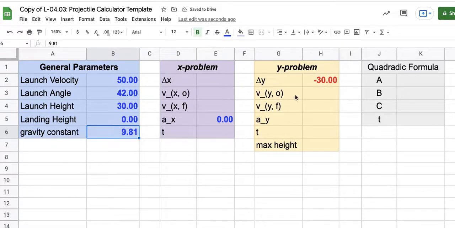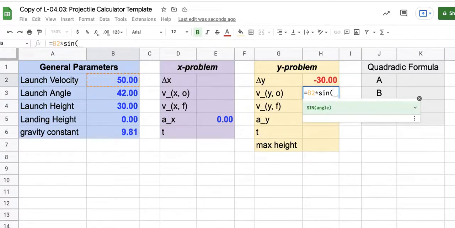Now the next thing we need to do is find the initial velocity in the y direction. Our equations told us that to find it, we take the initial velocity, which is right there, and multiply it by the sine of this angle. So we're going to write a formula right here. You can see the formula I'm typing up here if you can't see it in the cell. This cell is going to equal the initial velocity the object is launched at, so that's B2, times the sine of the angle.